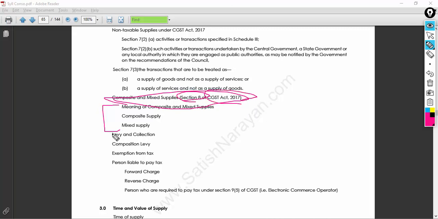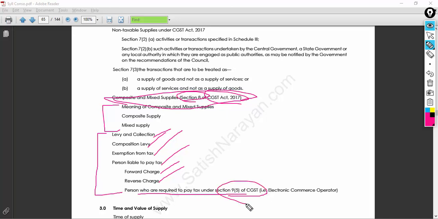An important point is that you also have very, very basic things in this. You should know what is levy, collection, composition levy, exemption from tax, person liable to pay tax, forward charge, reverse charge, and the person required to pay GST tax under Section 9 of the CGST Act. All of these are very basic guys. I already mentioned to you, basics. So do not miss the basics.